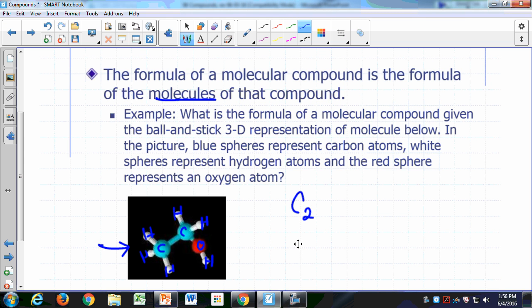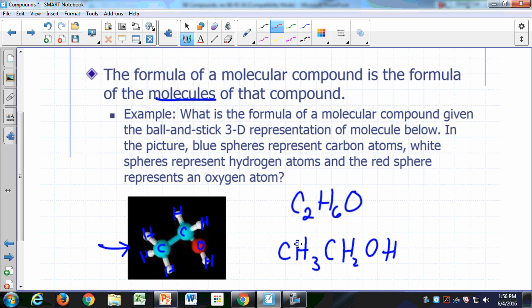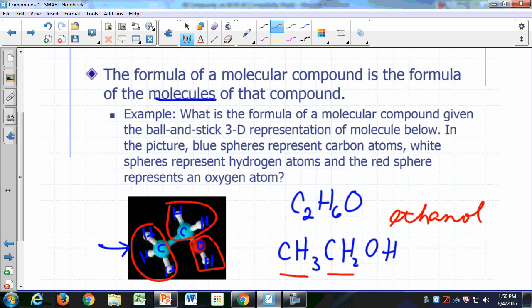So C2, 2 carbons, 6 hydrogens, and O. Oftentimes people would write this as CH3CH2OH because this grouping is quite common among molecules. And that's a very common grouping also, so that's a CH2 and there's your OH right there. In fact, these molecules make up the compound known as ethanol, ethyl alcohol. That's the thing that makes you drunk in your beverages.